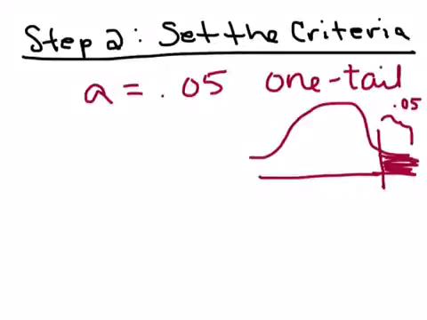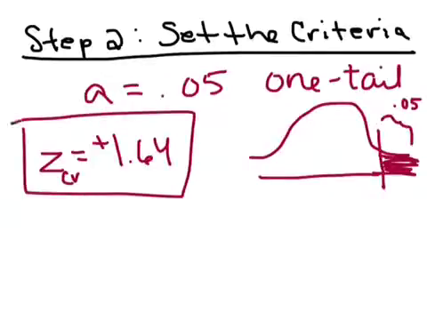So we're going to look up 0.05 in the tail, and we're going to find our Z critical value. When you look up 0.05 in the tail, I usually just go to the closest as possible. So I used 0.0505. I'd be okay with 0.0495 as well, but typically the standard is a Z of 1.64. Positive 1.64, because we're looking at an increase. So that's what it means by setting the criteria. That would be your answer for setting the criteria for a one-tailed test.